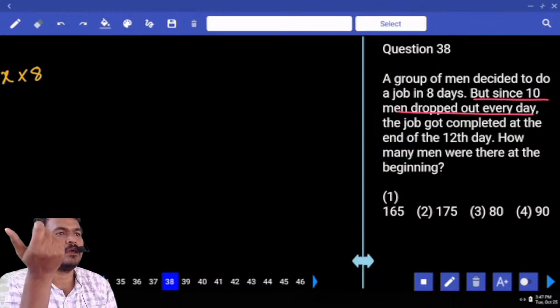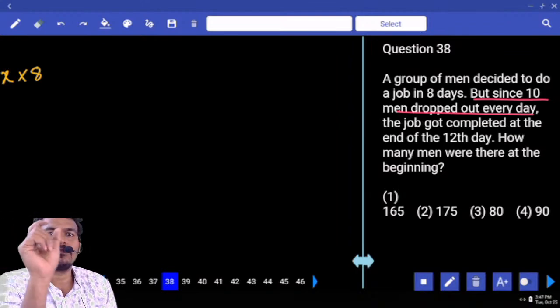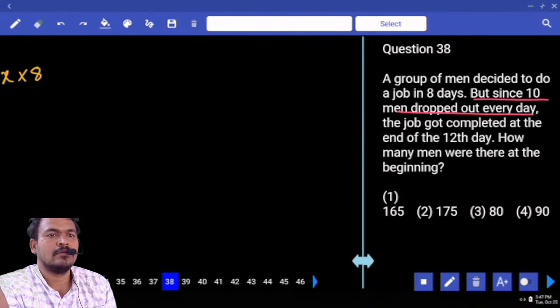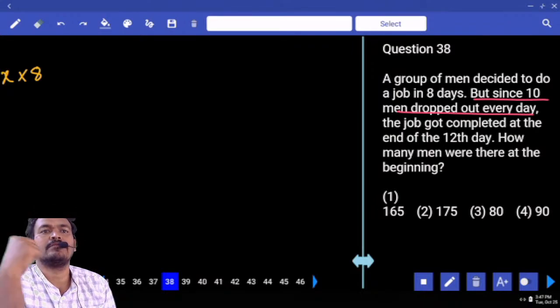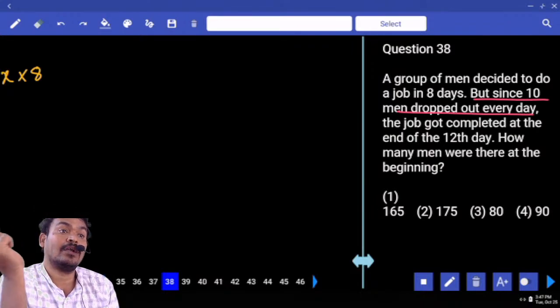X. Second day, X minus 10. Third day, X minus 20. And so on. Total how many days? 12 days, or not? On the first day, X persons. On the 12th day, X minus 110, or not?